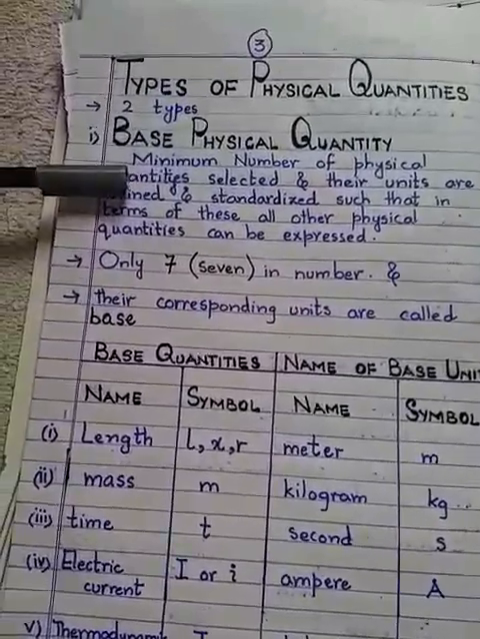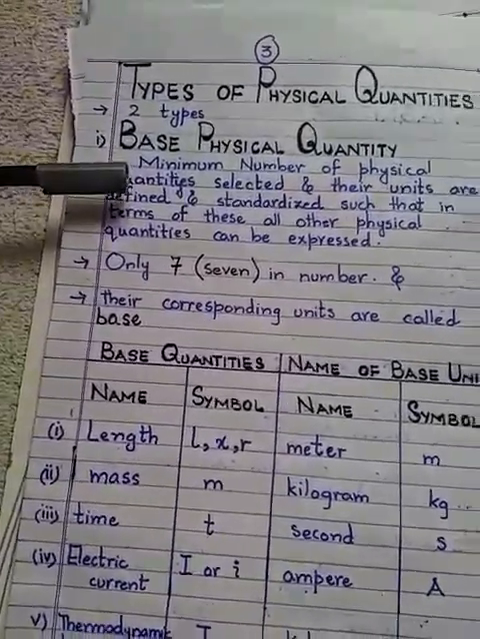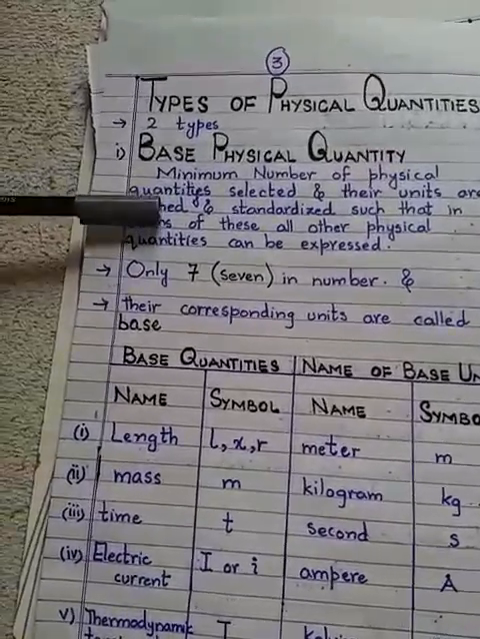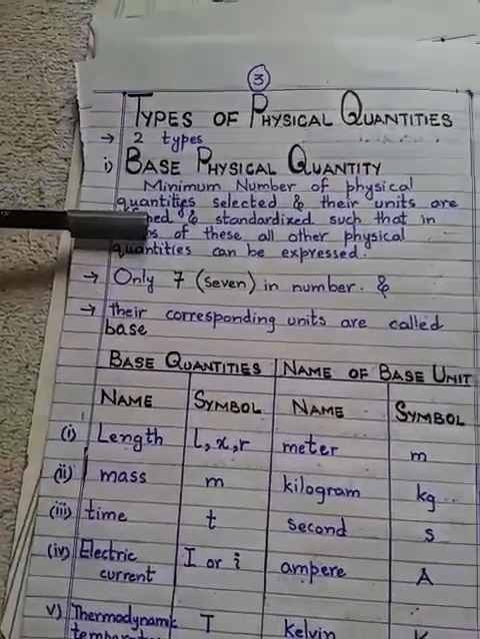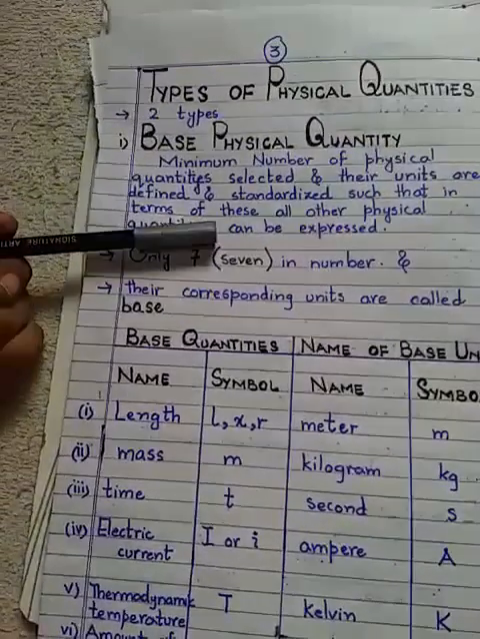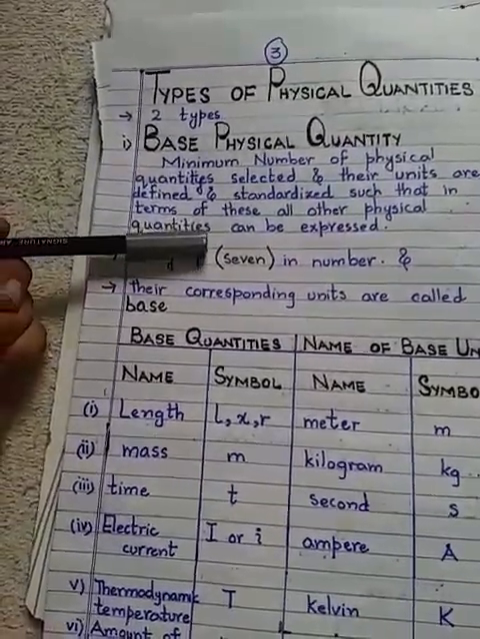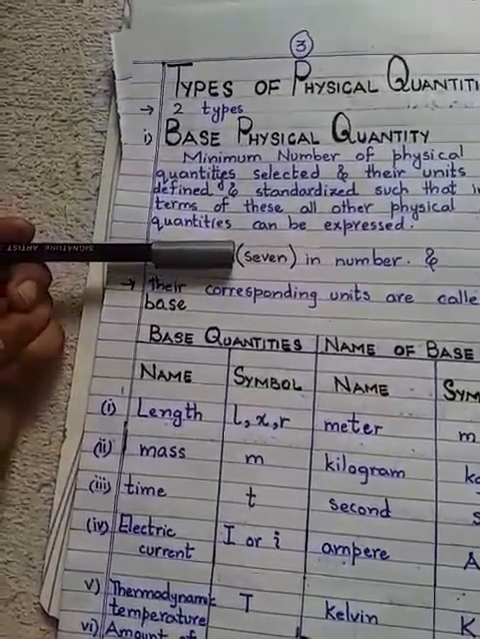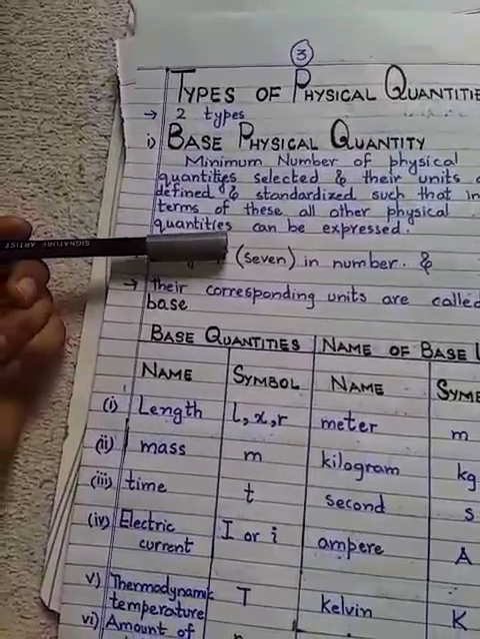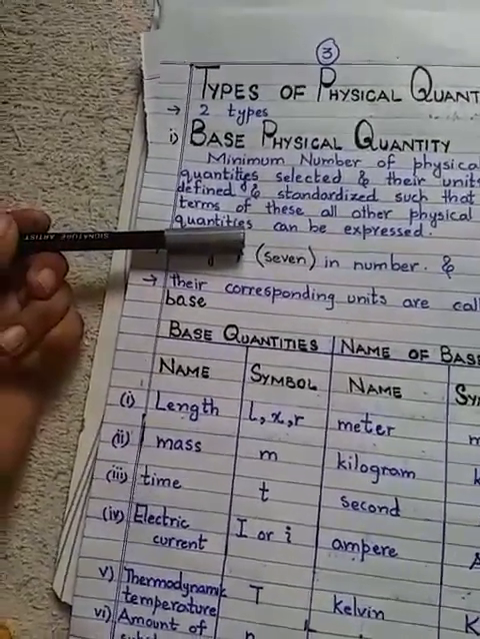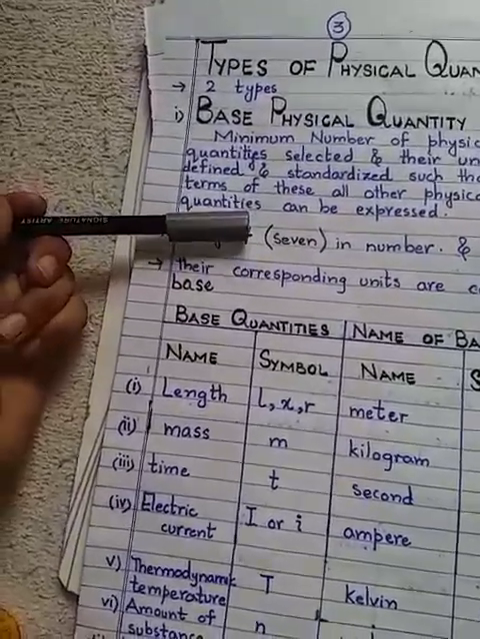What are base physical quantities, girls? Base physical quantities can be defined as the minimum number of physical quantities selected, and their units are defined and standardized such that in terms of these, all other physical quantities can be expressed. So this is known as base physical quantities. Base physical quantities are only 7 in number.